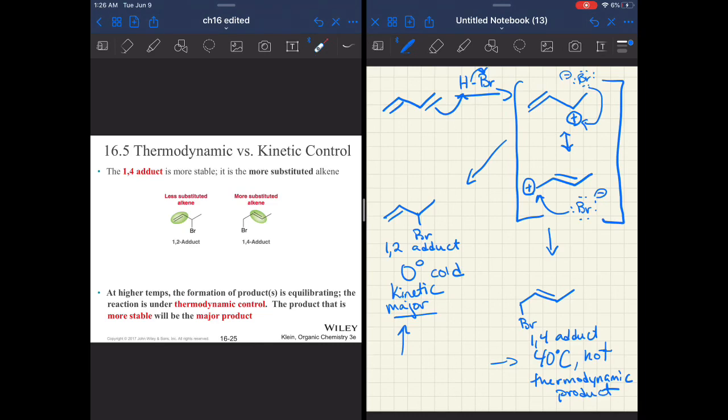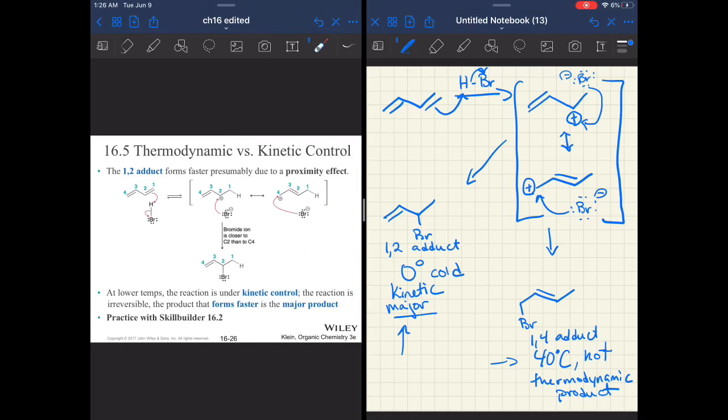Another element that adds to this is the proximity effect. When the HBr bond breaks, the bromine is just going to be physically closer to the 2 position right here. And so there is a very slight advantage, especially if it's cold and things aren't moving around as much, that the bromine would attack that 2 position. And it helps it form faster.